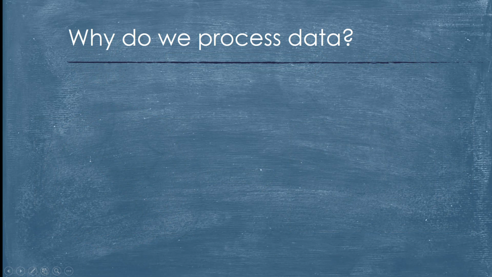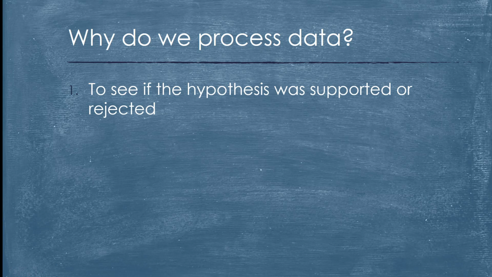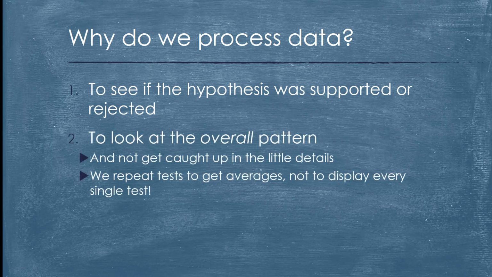Now, why do we process data? Well, firstly, the whole point is to see whether your hypothesis was supported or rejected. And processing data helps you do that. It also lets us look at the overall pattern because we're really not interested in the little details. I mean, you shouldn't be. And remember also that the whole reason why we did repetitions of tests was so that we could get an average. It's not so that we can display every single test. The purpose is to see the overall trend, the overall pattern, not the individual things.